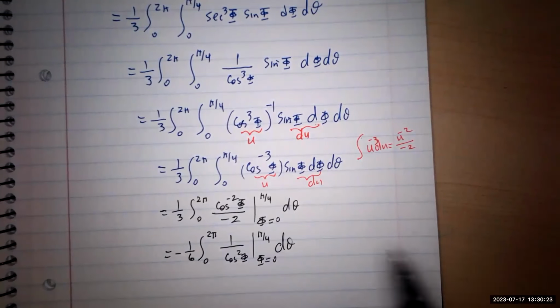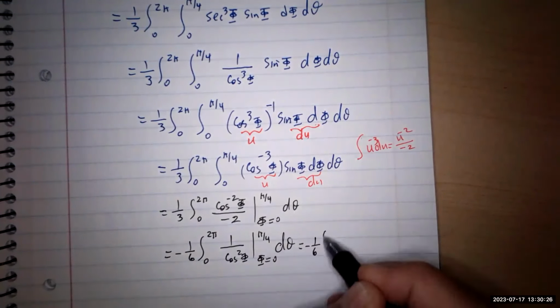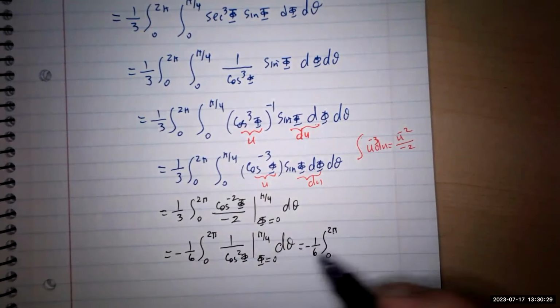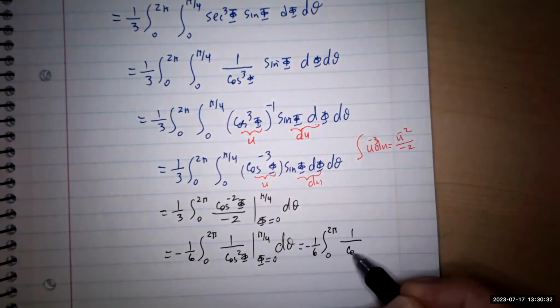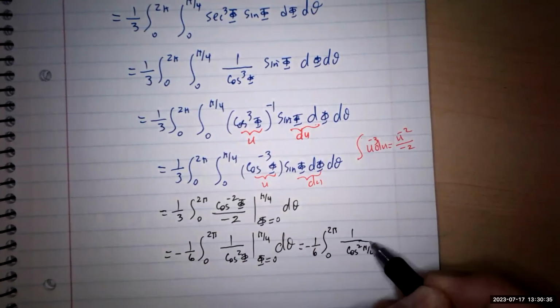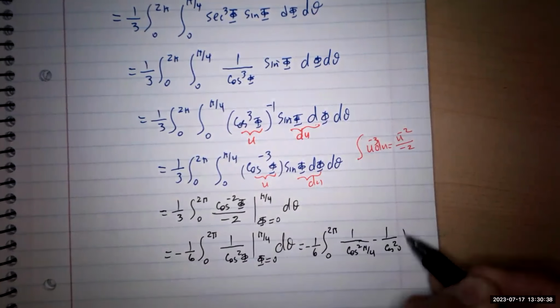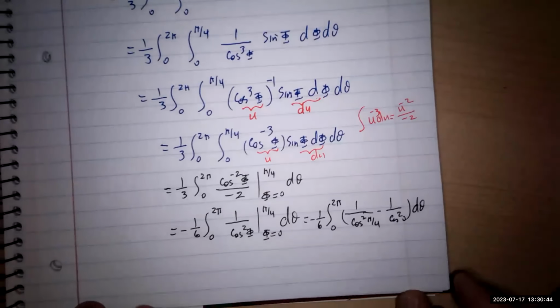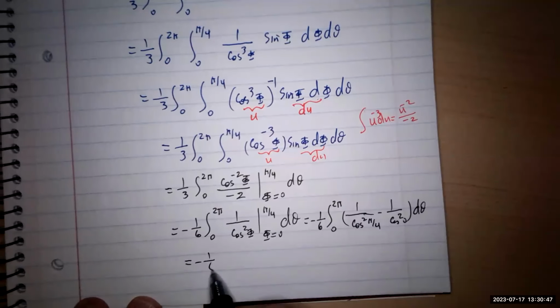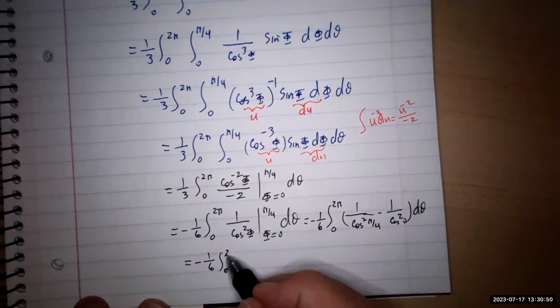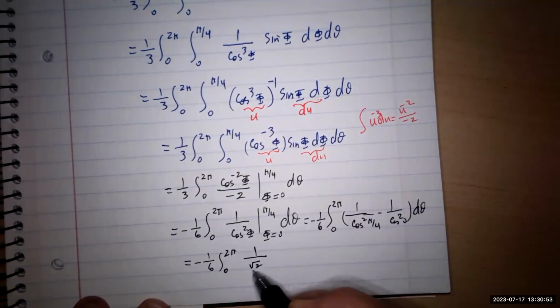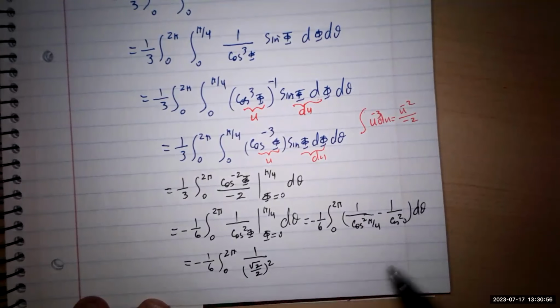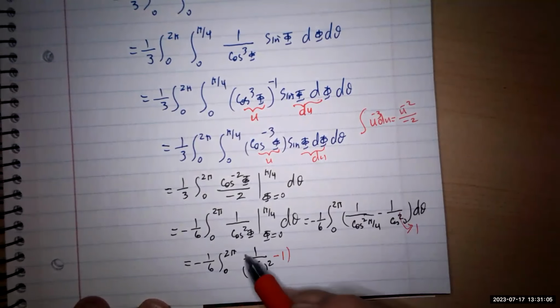Okay, substitute. So that gives you -1/6, 0 to 2 pi. If you substitute the pi/4, that gives 1 over cosine squared of pi/4 minus 1 over cosine squared of 0. Cosine of pi/4 is radical 2 over 2. So it's equal to -1/6 integral from 0 to 2 pi, 1 over radical 2 over 2 all squared. Cosine of 0 is 1. So that gives us simply 1 minus 1, d theta.